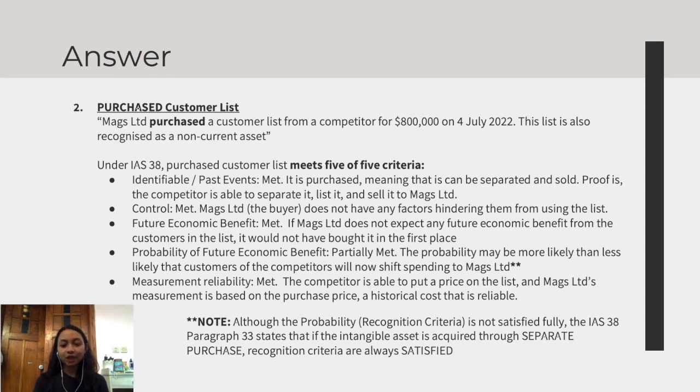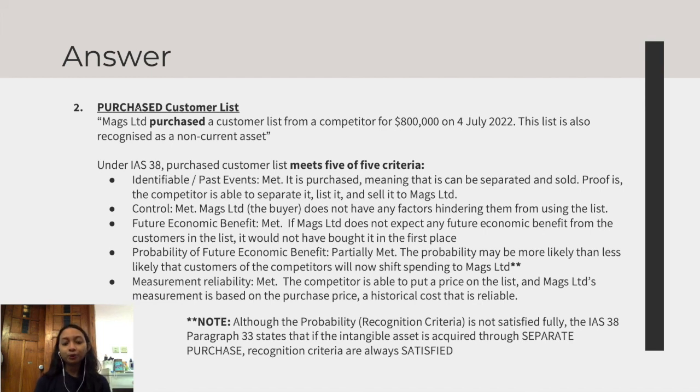Third is the future economic benefit, which is met because if Max Ltd did not expect any future economic benefit from the customer list, it would not have bought it in the first place. Next is the probability of future economic benefit, which is partially met because it may be more likely than less likely that the customers of the competitors will now shift to Max Ltd. Lastly is the measurement reliability, which is met because the competitor is able to put a price on the customer list, and Max Ltd's measurement is based on the purchase price as a historical cost that is reliable.